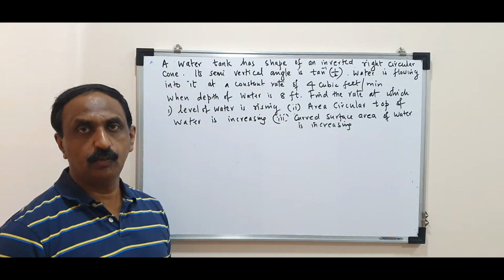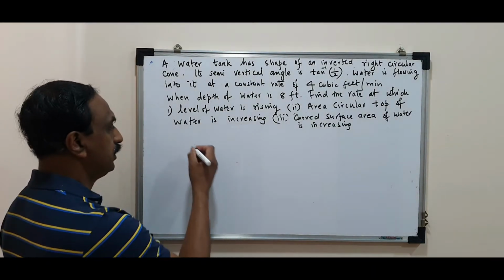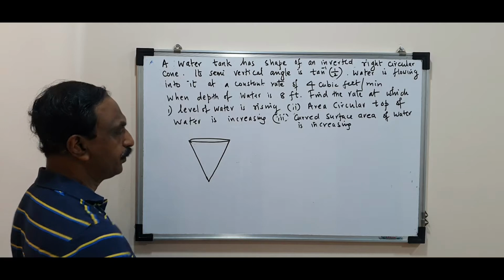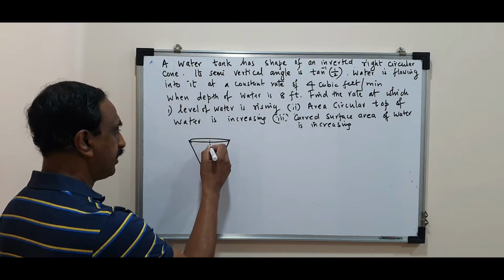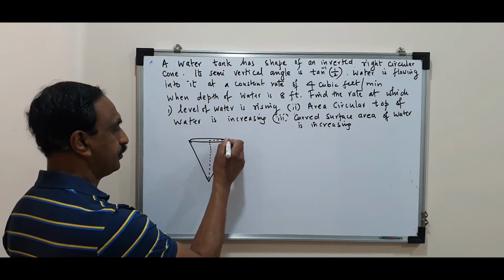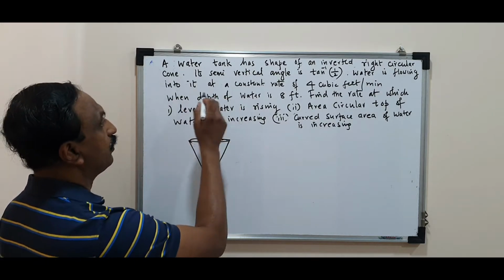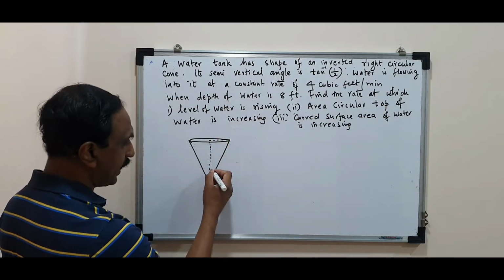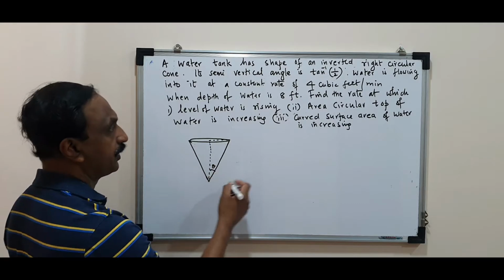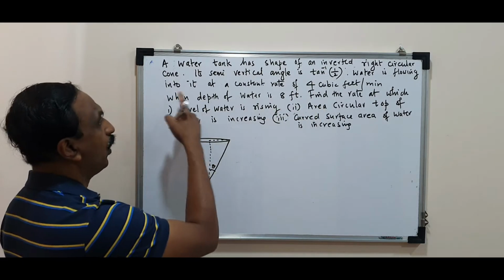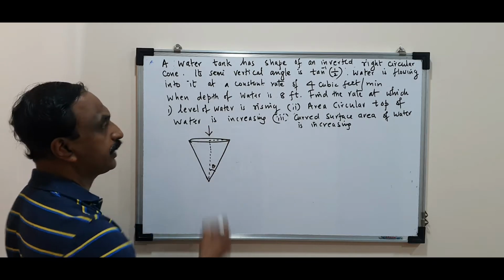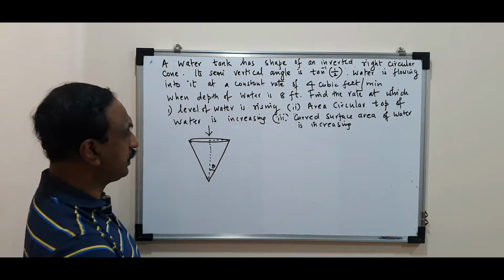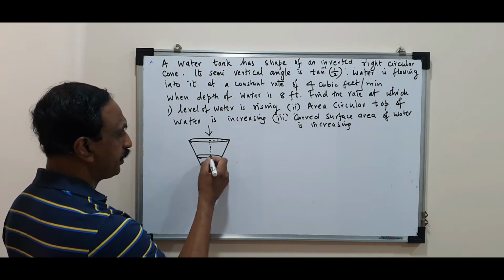Here we are talking about a vertical conical water tank which is laid upside down, and water is poured into this conical tank at a fixed rate. So first thing, the shape of the tank is an inverted right circular cone of semi-vertical angle. This semi-vertical angle is tan inverse 1 by 2. Water is poured at a constant rate of 4 cubic feet per minute. At a particular time, the depth of the water is 8 feet.